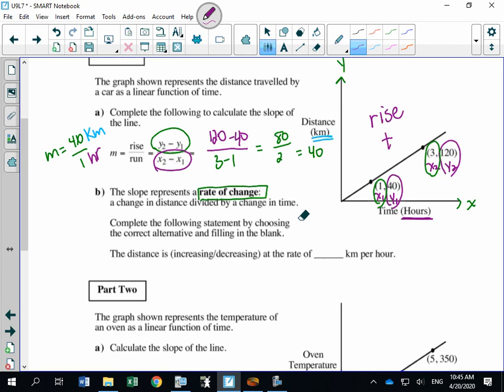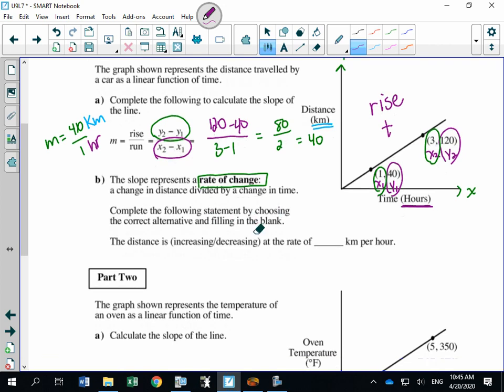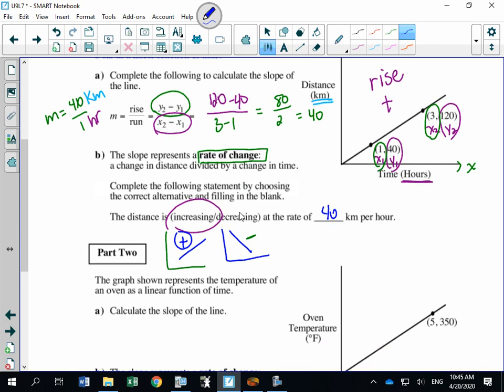So complete the following statements by choosing a correct alternative and filling in the blank. The distance is increasing. So that would be an increasing distance. A decreasing distance, we'll do an example of on the next page, but that would be a decreasing distance, and that would be a negative slope, right? An increasing distance is always going to be a positive slope. So the distance is increasing at a rate of 40 kilometers per hour, and that's what we call or refer to as a rate of change. Part 2.